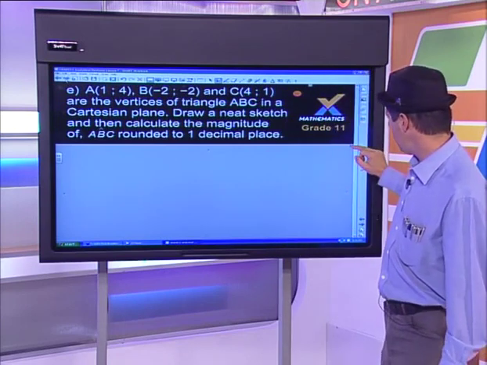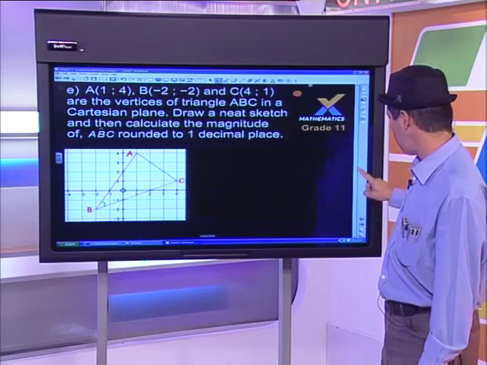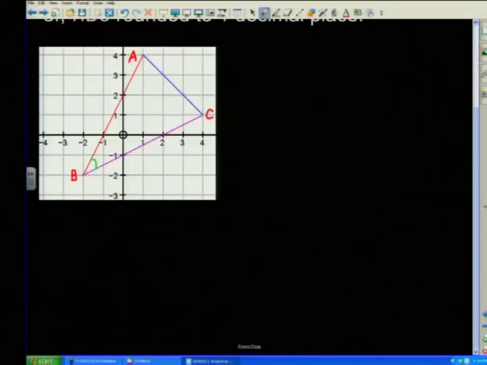So you draw a sketch. Now I've drawn a little sketch, and I've got it there on screen, and I hope that you can see that. So you don't actually really need anything else. Once you've put in the point C, which is (4, 1), you've put in the point A, which is (1, 4), and you've put in the point B, (-2, -2), we are trying to find that angle B.